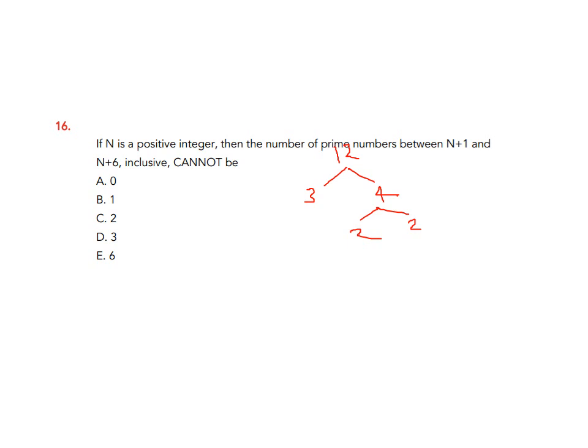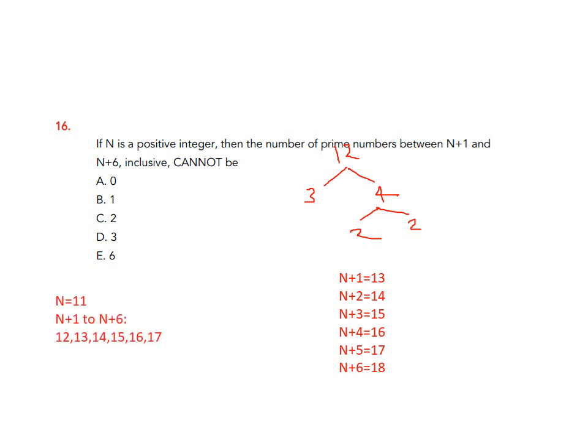Suppose the positive integer is 12. Then n plus 1 up to n plus 6 will be 13 to 18. How many prime numbers are there? 13 and 17. So there are two prime numbers. Similarly, take another example. Suppose n equals 11. So n plus 1 to n plus 6 will be 12 to 17. How many prime numbers are there? 13 and 17. So two prime numbers.